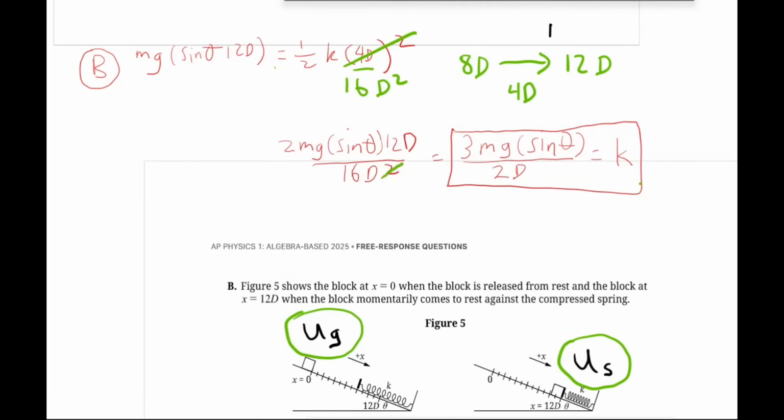You can see my 16d squared dropped right underneath in the denominator. One of the d's drops out, and then your numbers are 2 and 12 on the top, which is 24, and has 16 on the bottom. That fraction simplifies down to 3/2, and then you have 3 mg sine theta divided by 2d, and that is equal to k, your spring constant.